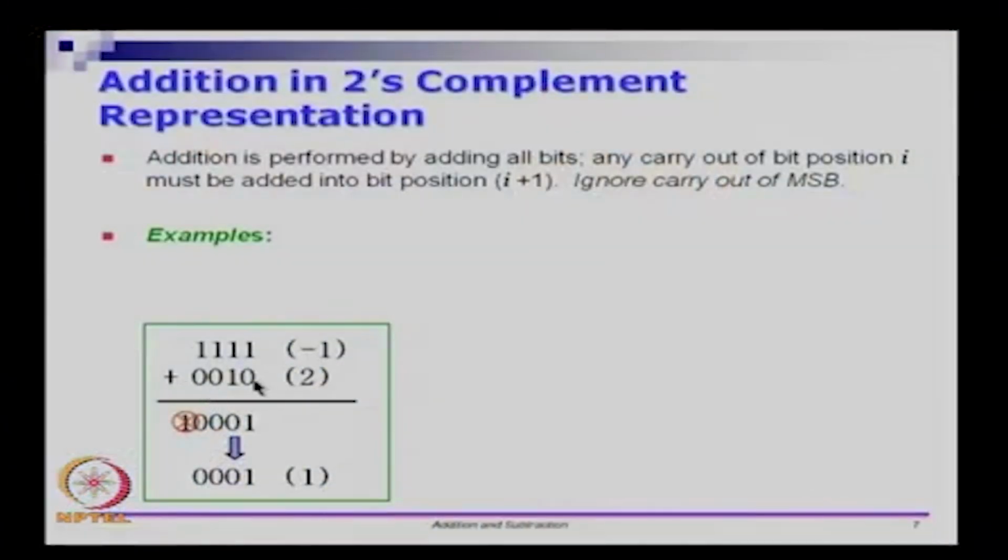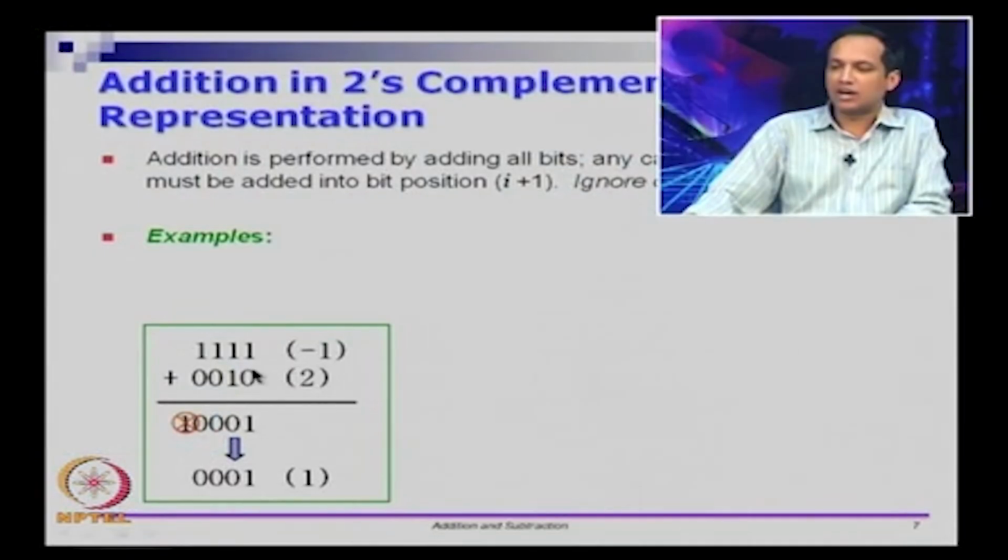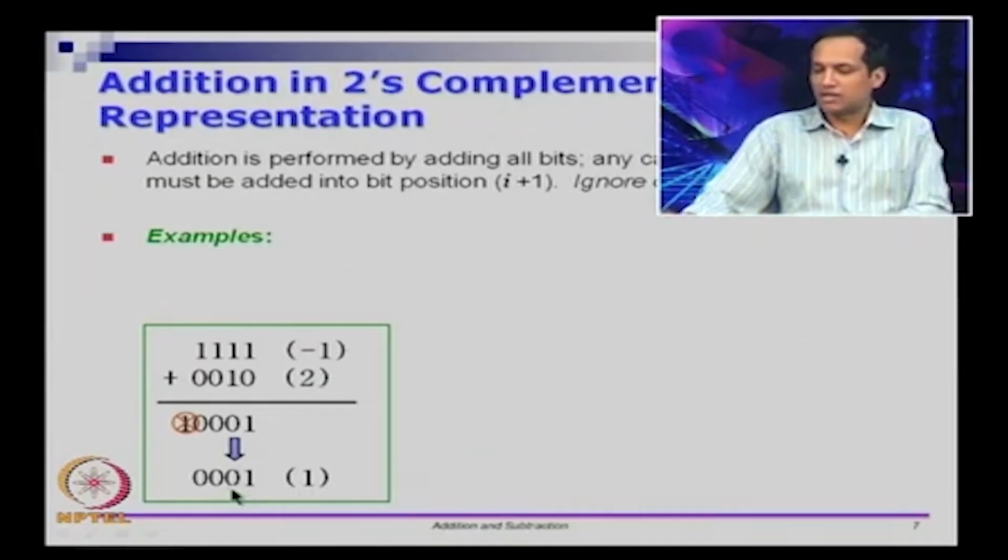If I take 1 1 1 1 and I add 0 0 1 0 to it, let us forget what the values are for a while. If I tell you that both are 2's complement numbers and I want you to add, you just add these as they are. This generates a carry 1, you ignore it, take only the last 4 digits and put that as the result. Let us see whether this is correct. 1 1 1 1 is minus 1 and 0 0 1 0 is 2 in the 2's complement representation. The result is 0 0 0 1. If you interpret that in 2's complement, the result is 1.